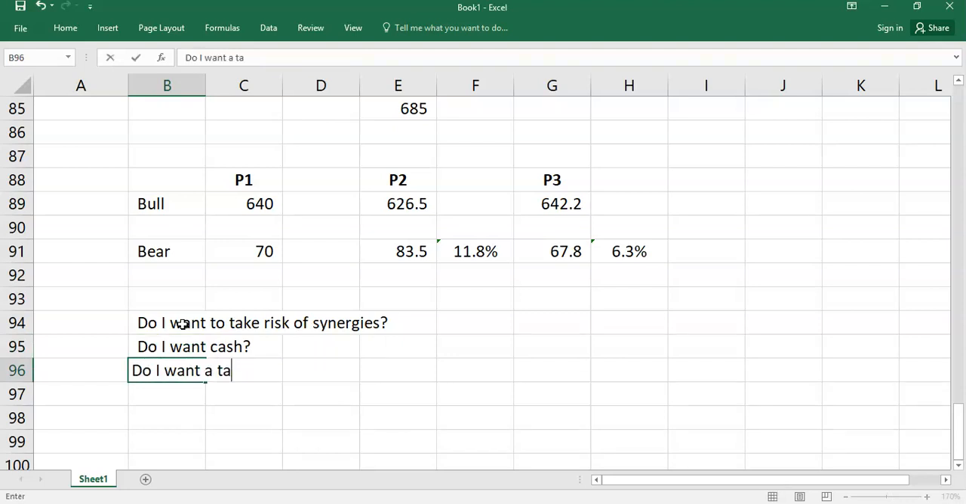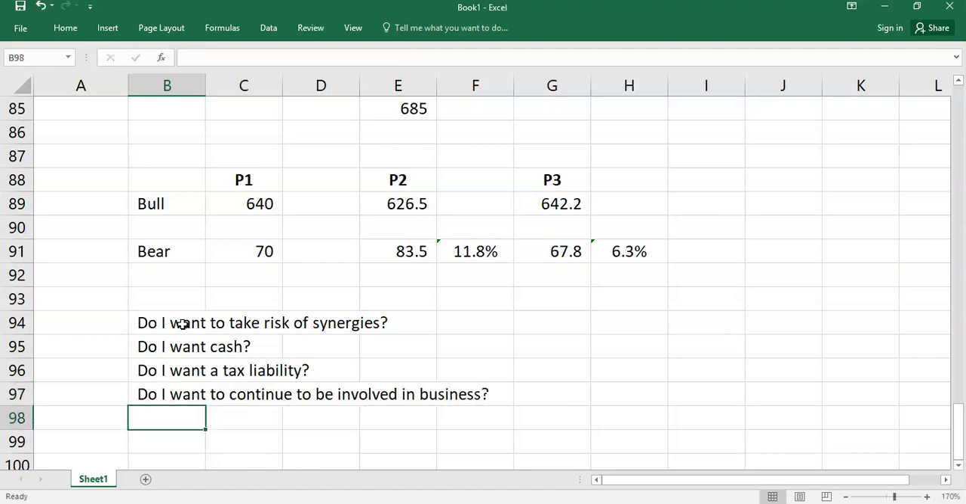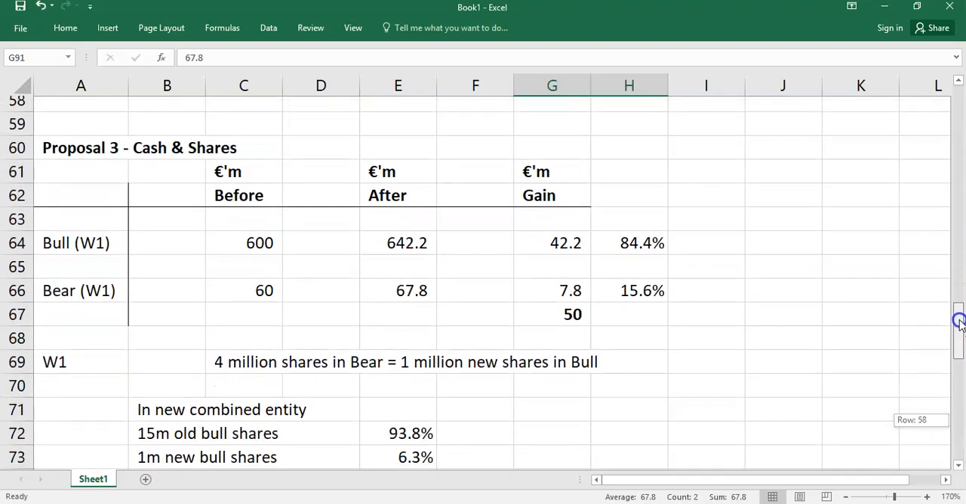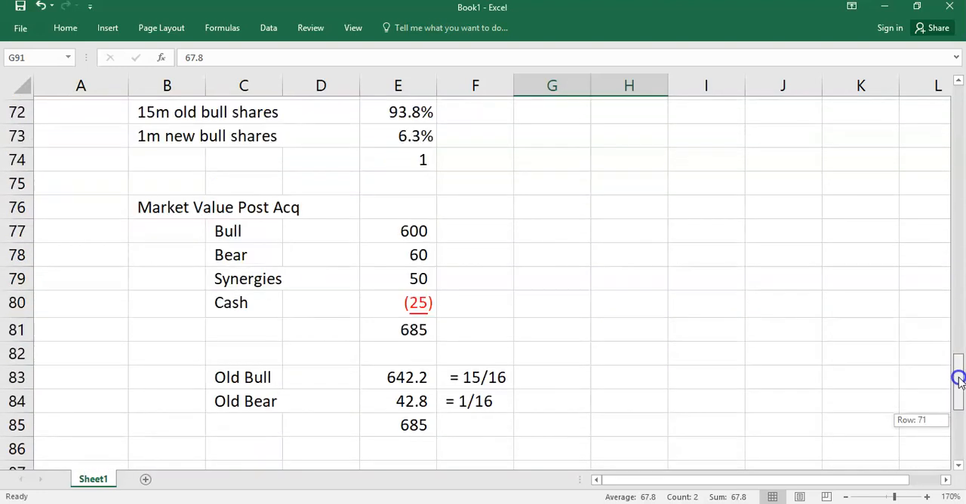Do I want a tax liability? Because if you take cash off the table, you have to have a tax liability. Do I want to continue to be involved in the business? For example, if you want cash and you also want to continue to be involved in the business, maybe proposal 3 will suit you because you get the best of both worlds. But remember, that's the lowest value of the synergies. You're only getting 7.8 million of the synergies compared to 40 million for Bull. So you may have to go back and renegotiate the terms of that.